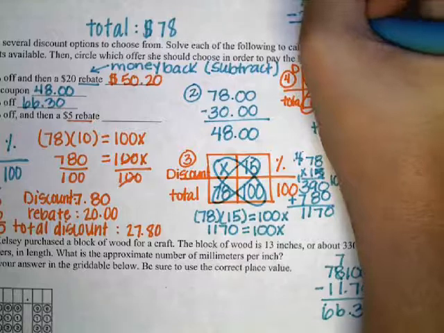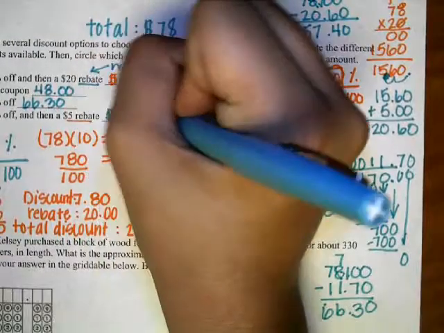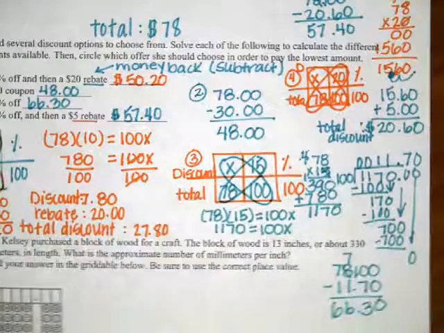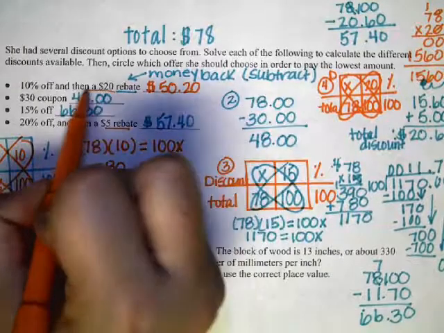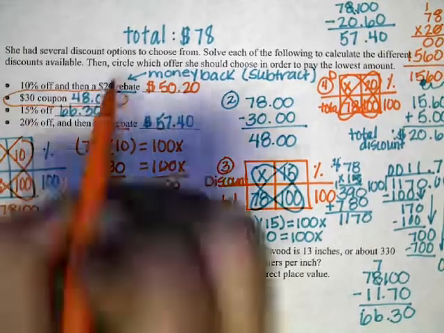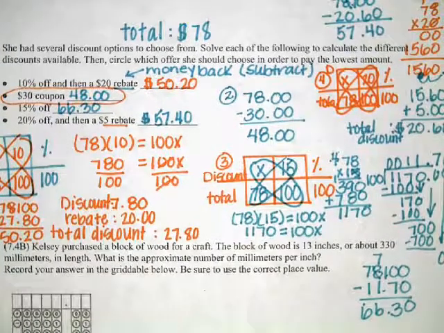And you get $57.40. It's a lot of work, but it's worth it, because then you can see what your best deal is. Your best deal would then be the $30 coupon, because her new total would be $48.